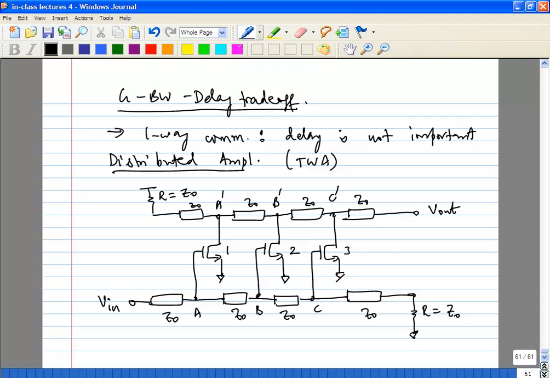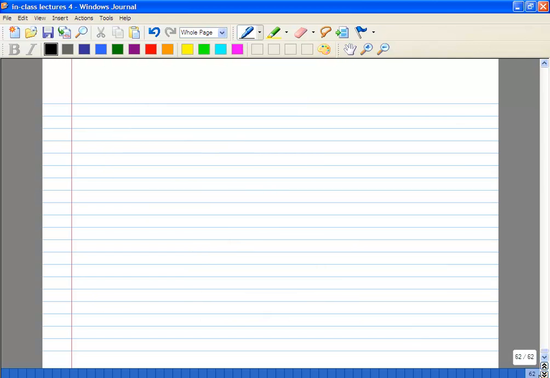So you can keep having a large number of stages. The overall gain, if you have an n stage distributed amplifier, is nothing but n times GM Z0 over 2.